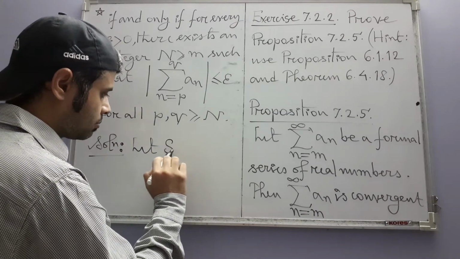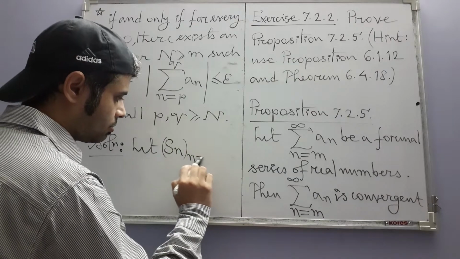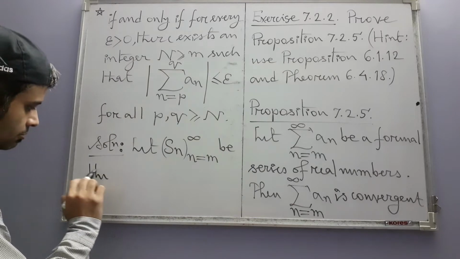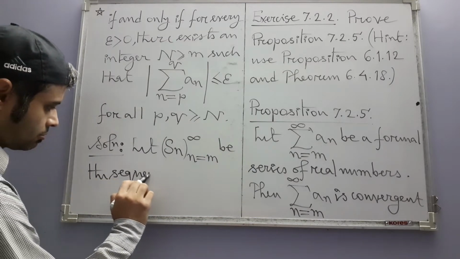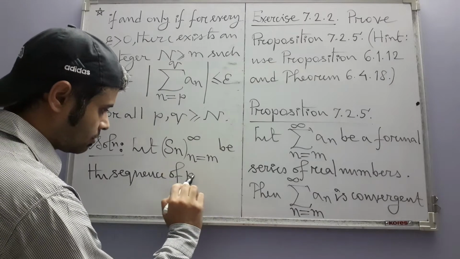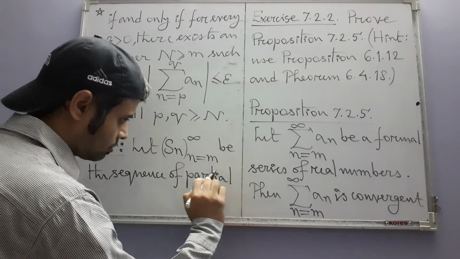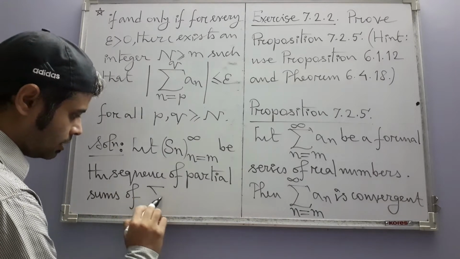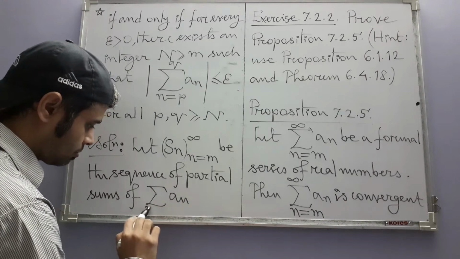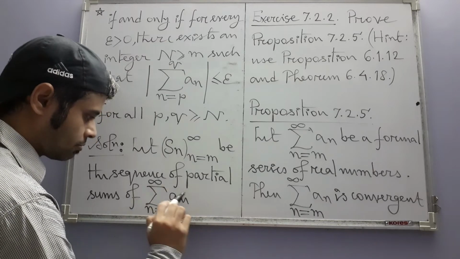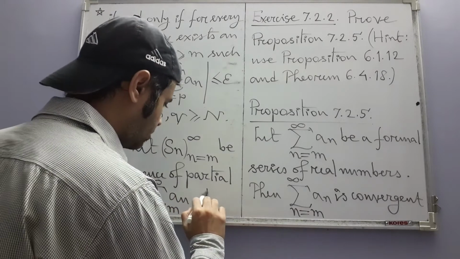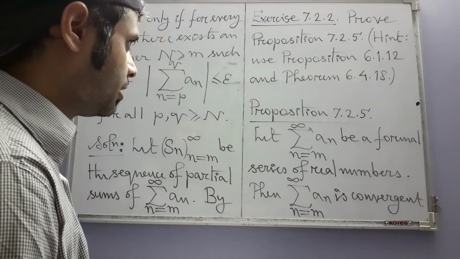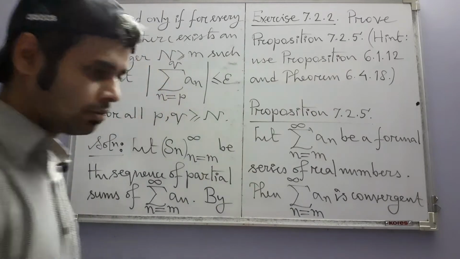Let Sn be the sequence of partial sums of this given series. And now we mention that Cauchy condition, which is some theorem. What is its number? 6.48. Oh, so that is this thing that Tao is talking about.